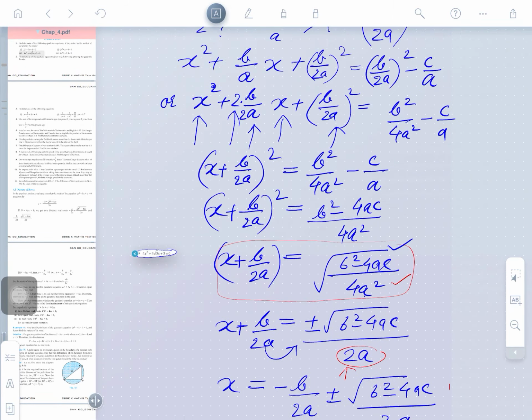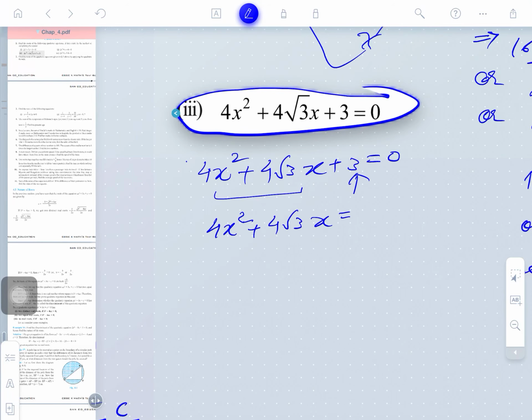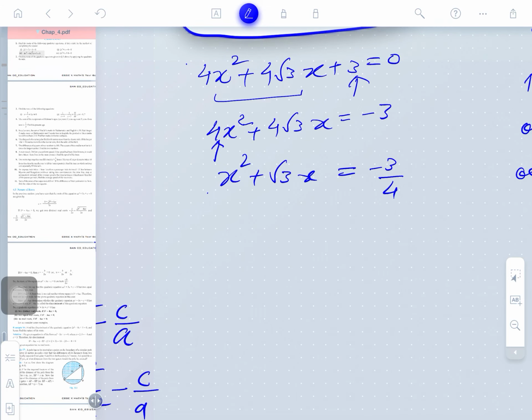So what is the task here? First, the completing square method. First you take 4x² + 4√3x + 3 = 0. This is the equation. First these two terms remain here, and the constant is transferred to the right: 4x² + 4√3x = -3. The first step is completed. Now the coefficient of x² should be 1, so divide either side by 4. So it shall be x² + √3x = -3/4. Is that clear?